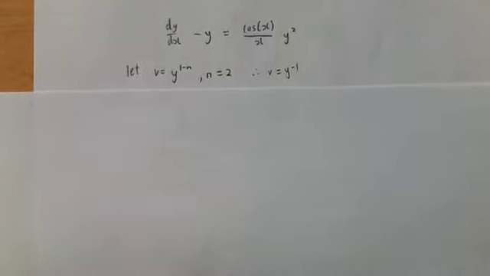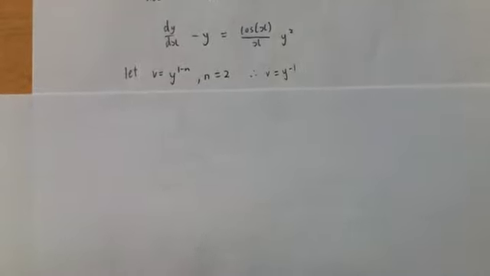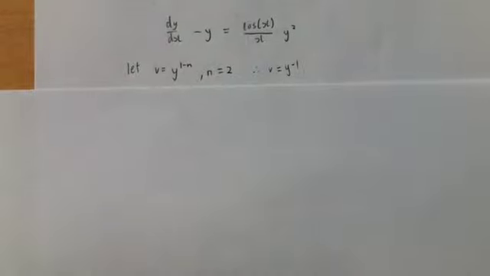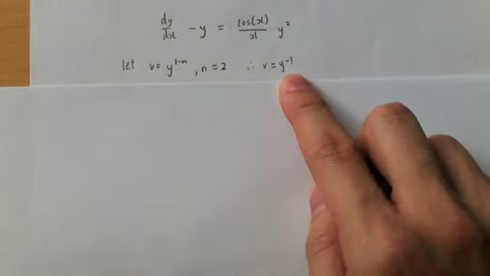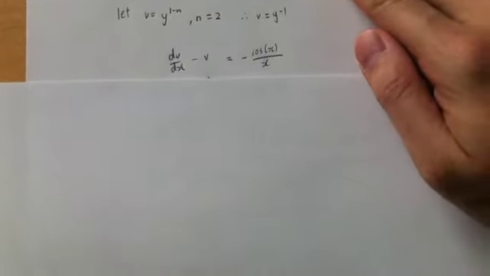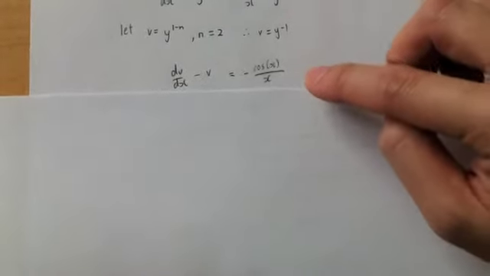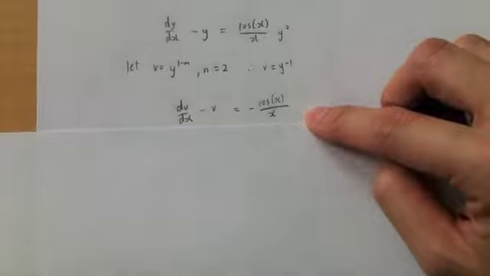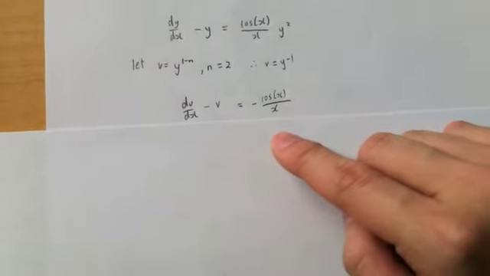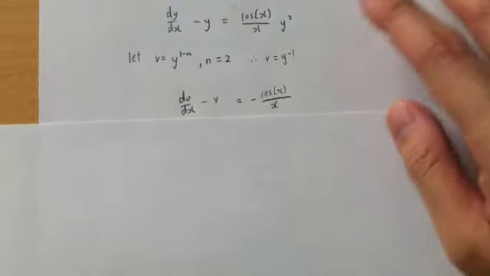It's because of one of the problems that we solved in P set 1. So if you don't understand it, please review it right now. And therefore we use v equals y to the power of negative 1. Using this substitution, we can change the equation to the more common form that we recognize, mainly dv/dx minus v is equal to negative cosine x over x.